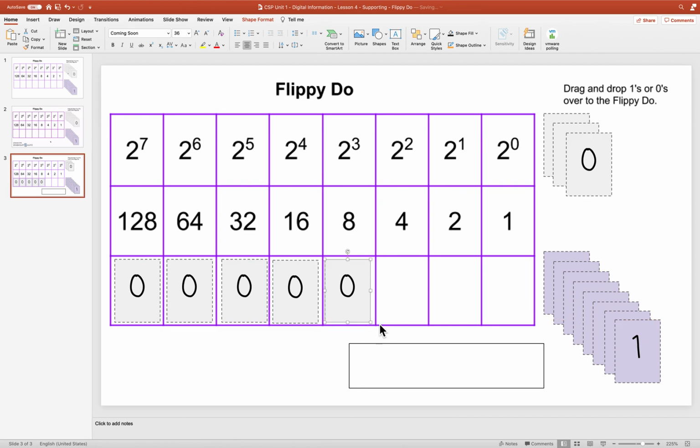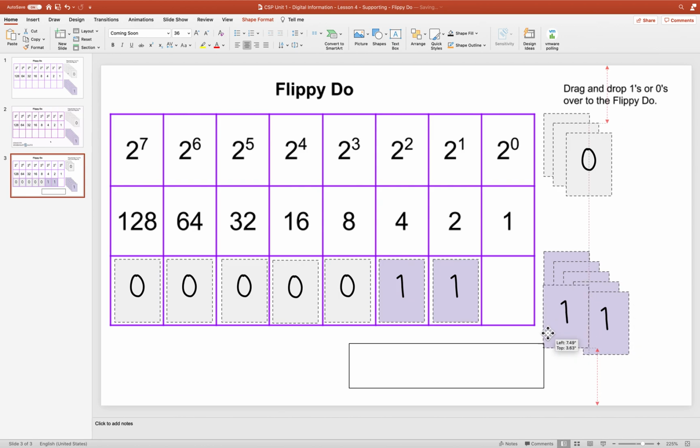All right, so what do we want? We want a 4, so 1 times 4. What else do we need to get to 8? Sorry, 7. We've got a 1 times 4, which is 4. We're going to need a 1 times 2, which is 2, and a 1 times 1, which is 1. So 4 plus 2 plus 1. Let me type that. 4 plus 2 plus 1 equals 7.